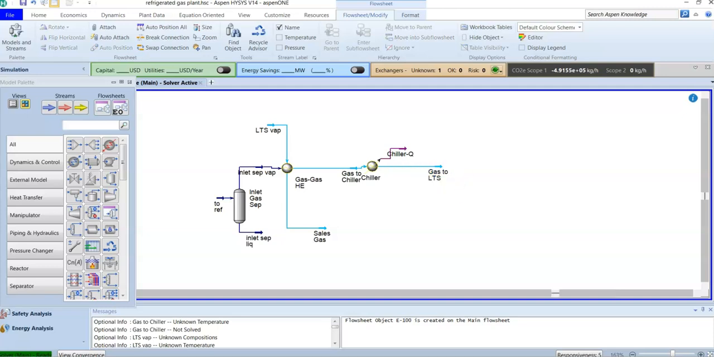Okay, so in this case I am going to add the low temperature separator, and in the next video we are going to define it.